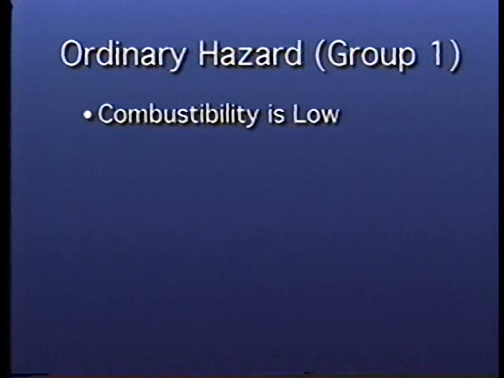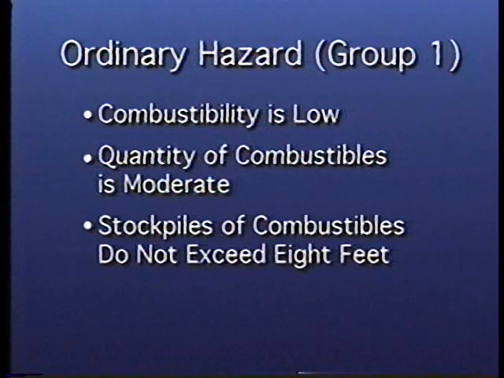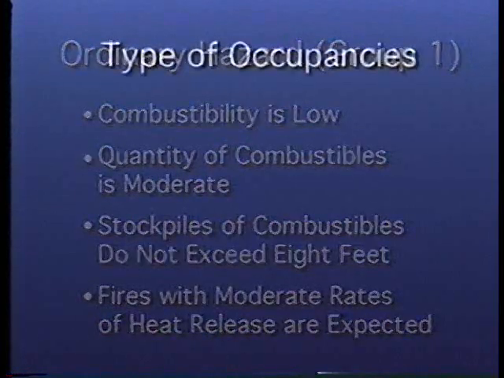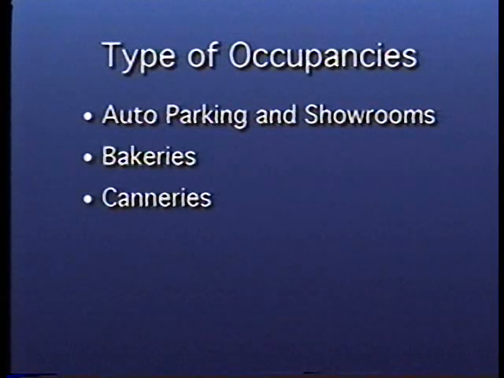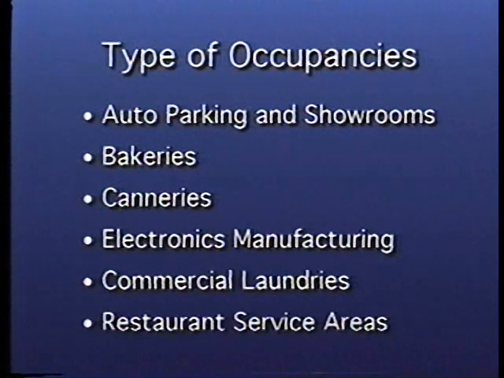This occupancy hazard is defined as occupancies or portions of other occupancies where the combustibility is low, quantity of combustibles is moderate, stockpiles of combustibles do not exceed 8 feet, and fires with moderate rates of heat release are expected. Examples of ordinary hazards group 1 are automobile parking and showrooms, bakeries, canneries, electronics manufacturing, commercial laundries, and restaurant service areas.